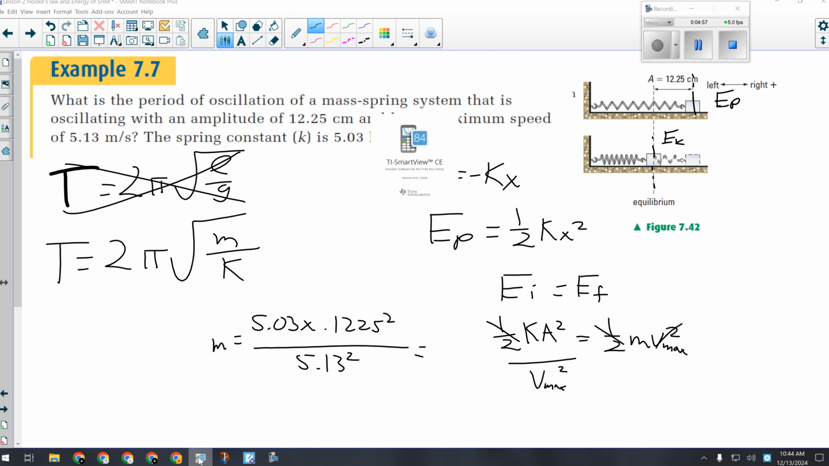Who has it? Clay? 0.00286. Kilograms? Okay.